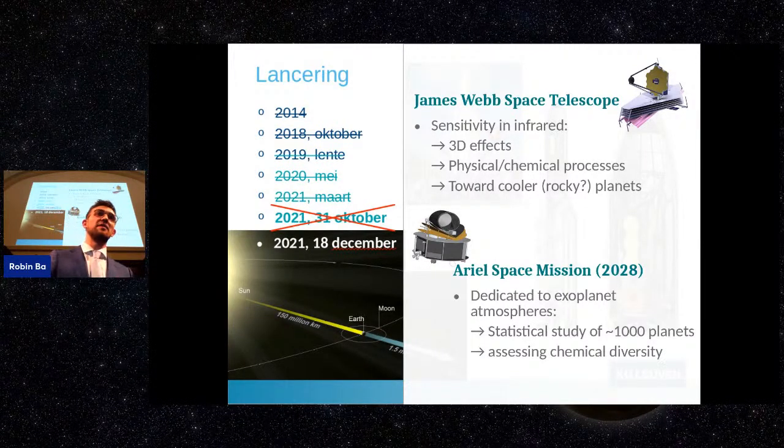And then a little bit further into the future, we have also the Ariel space mission, which is the first mission that's going to be dedicated to exoplanet atmosphere studies. It will do a statistical study of about 1,000 planets and thereby assess the chemical diversity that we can see in all these different interesting objects. So there is definitely a lot to come in the future with new instrumentation and exciting times for exoplanet science.